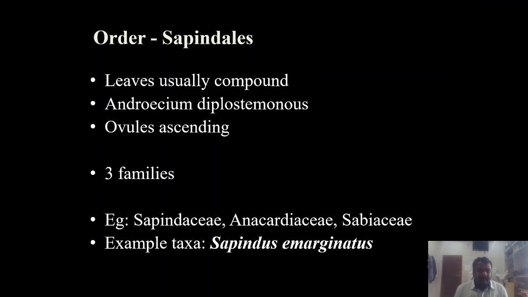Under Sapindales, leaves are usually compound again. Androecium diplostaminous. Ovules ascending. 3 families were recognized: Sapindaceae, Anacardiaceae, and Sabiaceae. Example, Sapindus emarginatus, which is commonly known as soap nut tree.